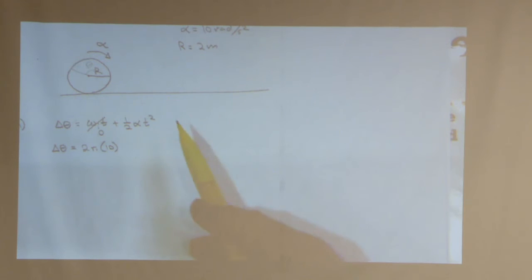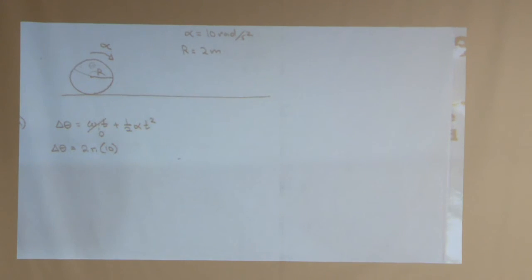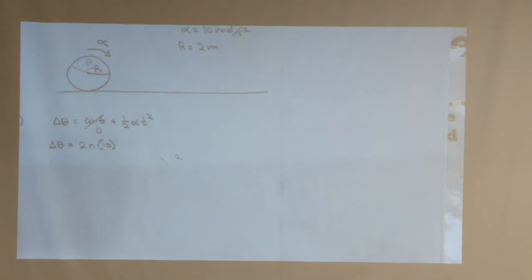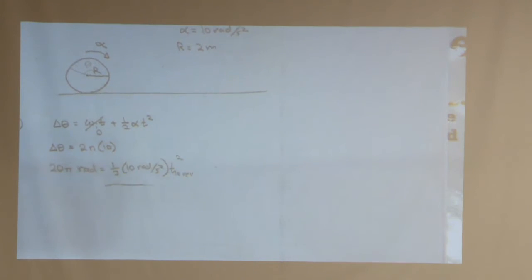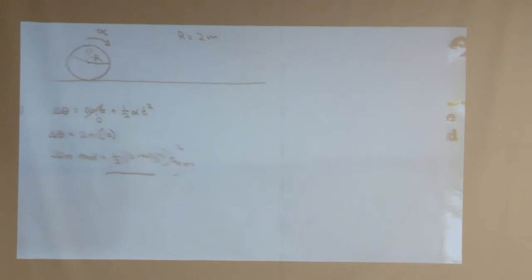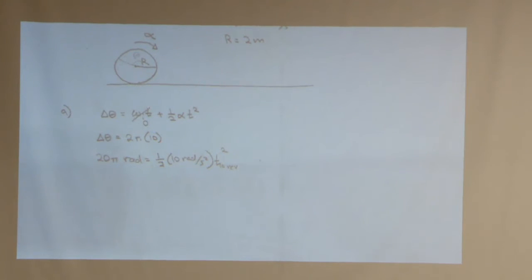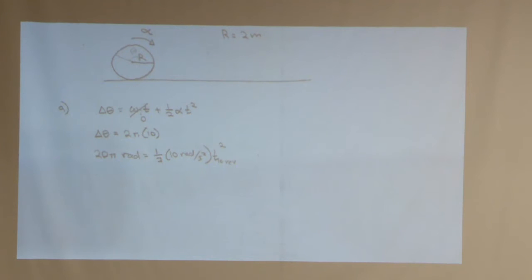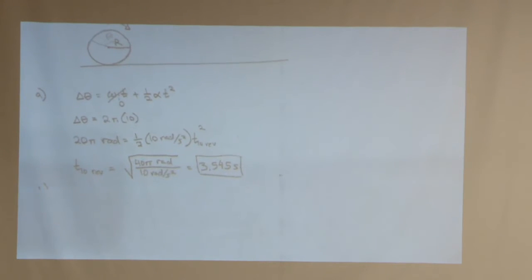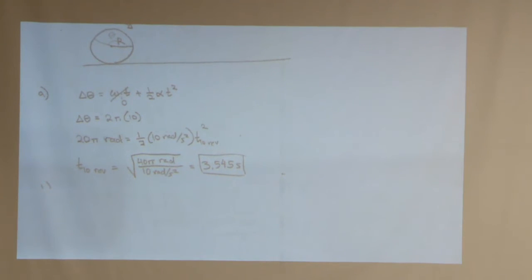And if you want 10 revolutions, you just multiply the 10 by the 2 pi. So our delta theta is going to be 2 pi times 10. All right, we plug that into our equation. We're given everything we need to know, and we can solve for time. When we solve for time, we get 3.545 seconds. So that's the time it takes for the cheese wheel to rotate 10 revolutions. Are there any questions on how to do this part?